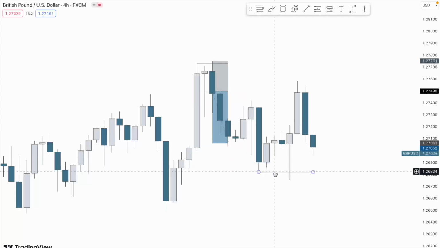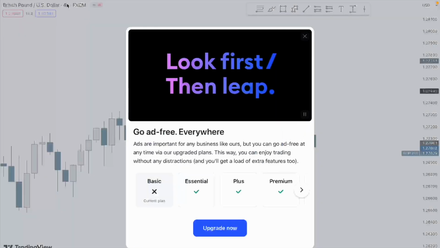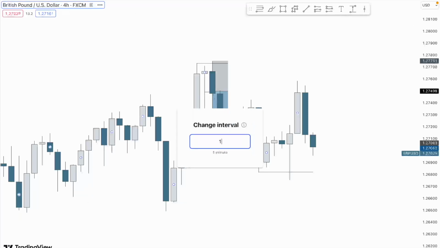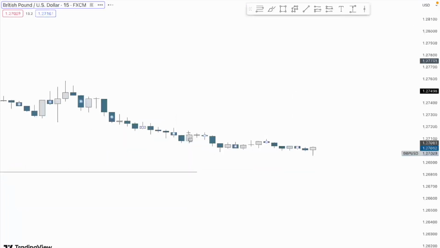Now we will discuss this one. You can see the price swept the low and then it closed above it. This is the first condition. Now we have to shift to smaller time frame, which is 15-minute. So let's see what has happened on the 15-minute time frame.